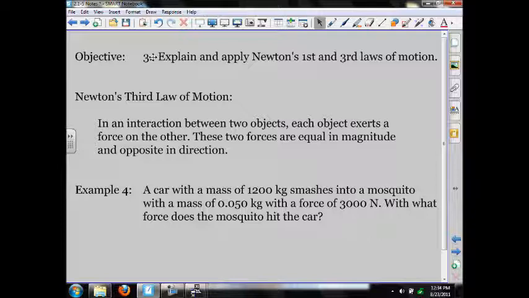Why is this really hard on the mosquito? Good, so the difference in the masses is so much that the car's acceleration is not going to change so much, but the mosquito's acceleration is going to change. Make sense? 3,000 newtons.